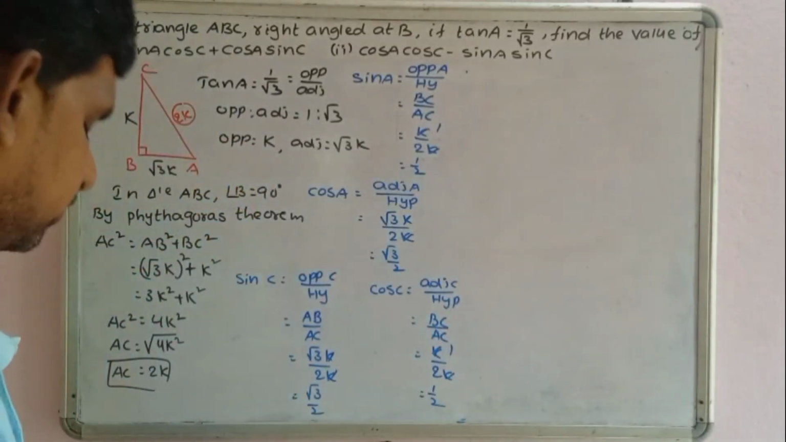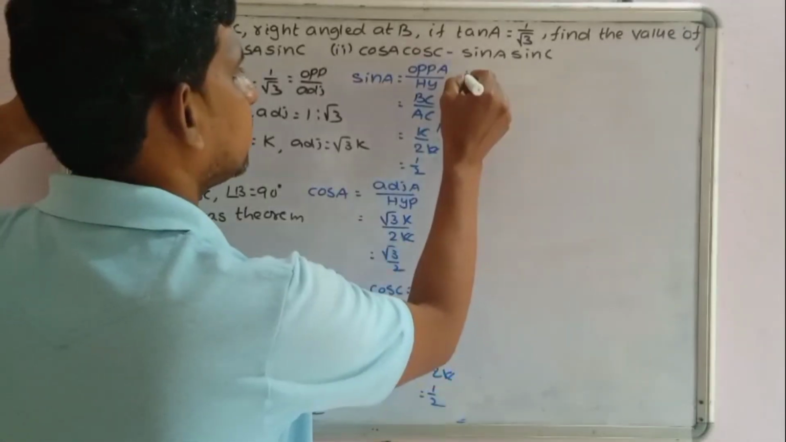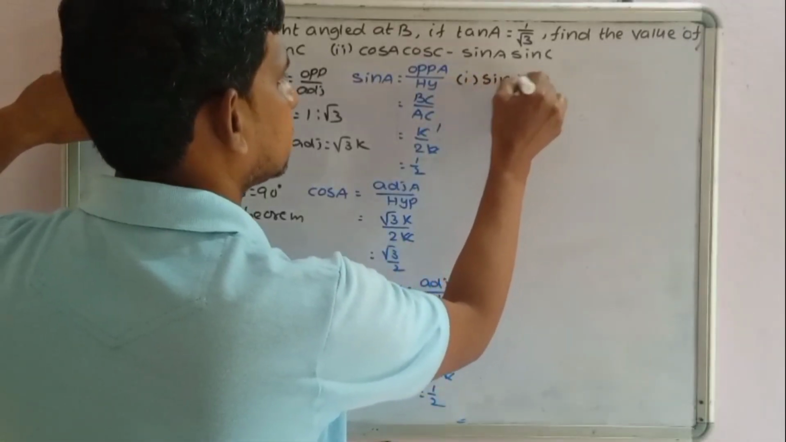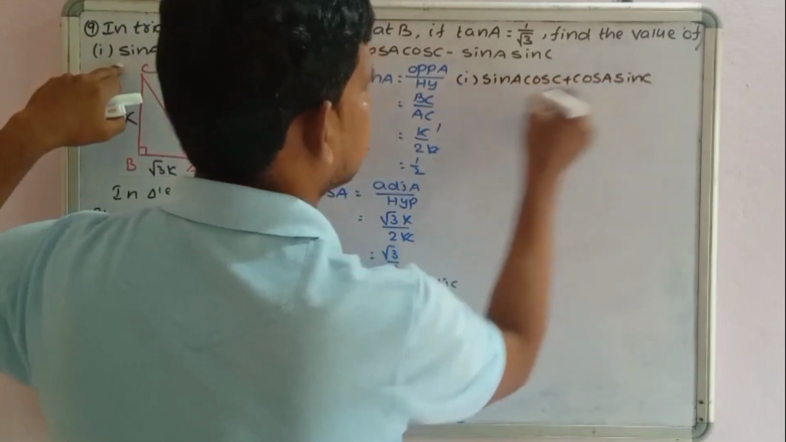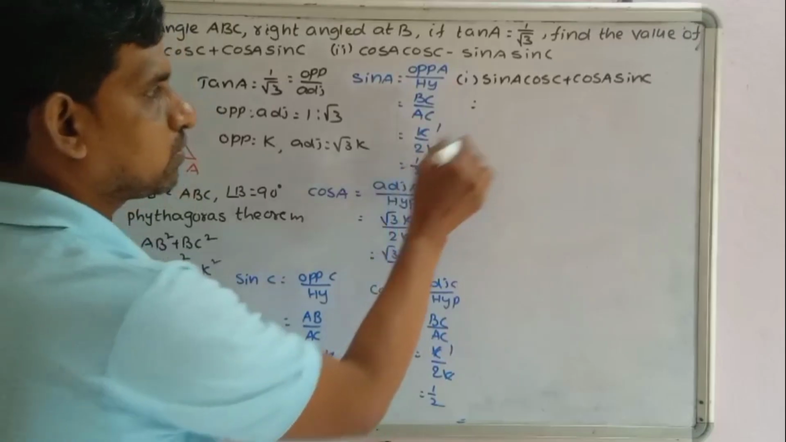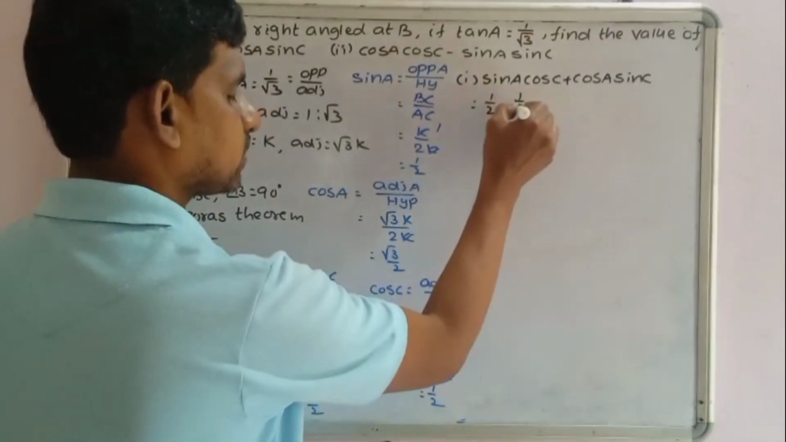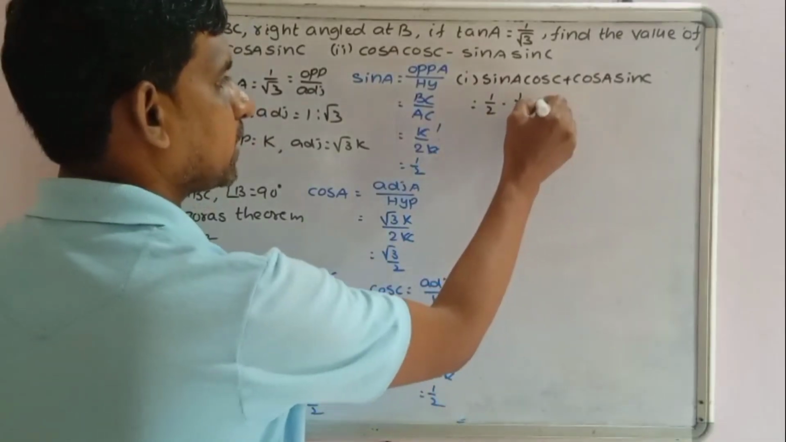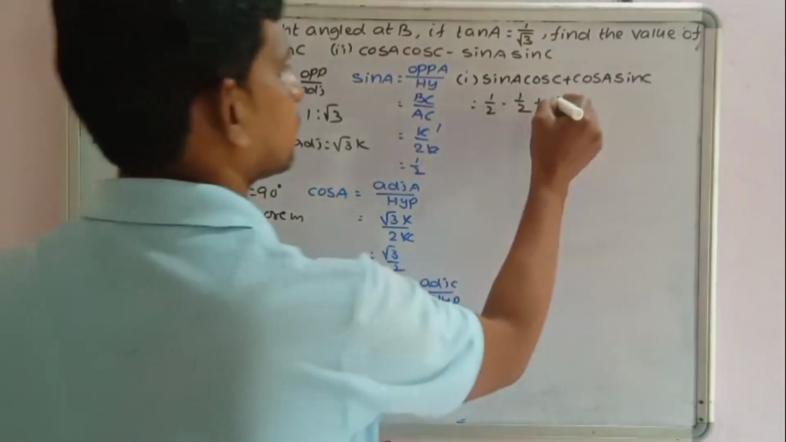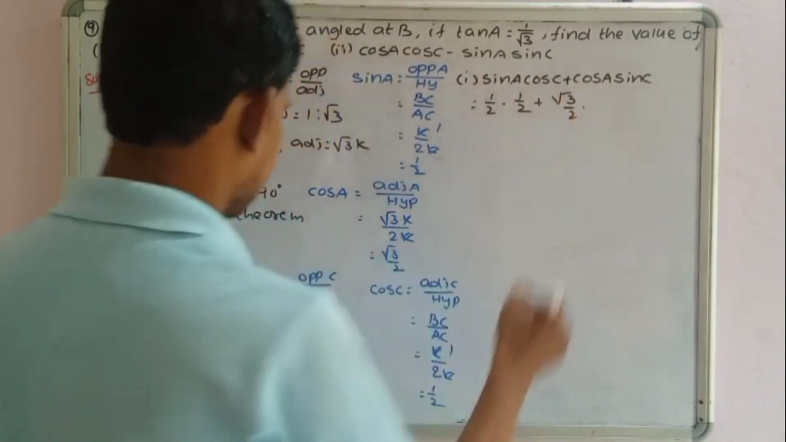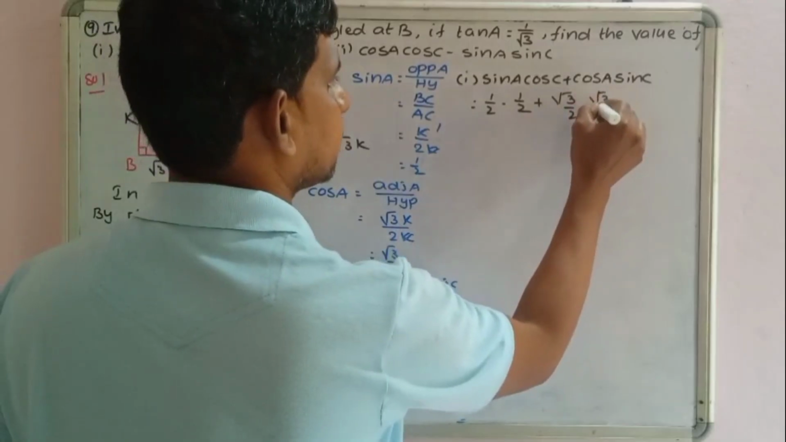Now the first one: sin A cos C plus cos A sin C. This is the first problem. Sin A value is 1 by 2, into cos C value, also 1 by 2, plus cos A value, root 3 by 2, into sin C value, root 3 by 2.